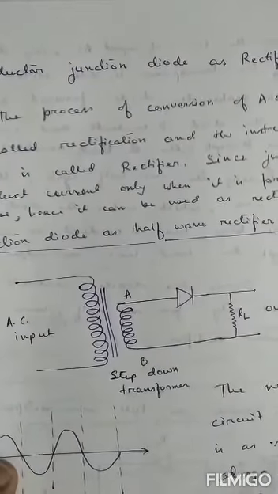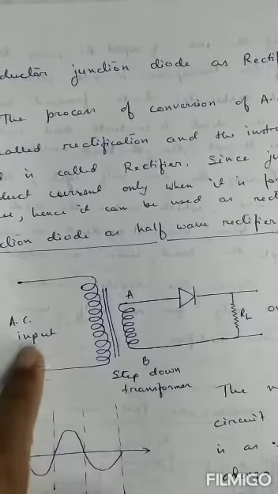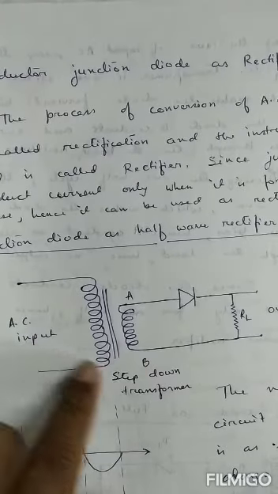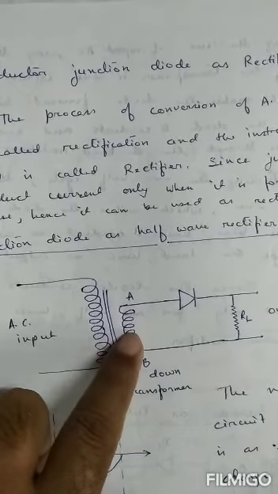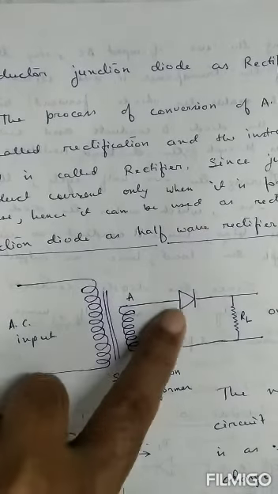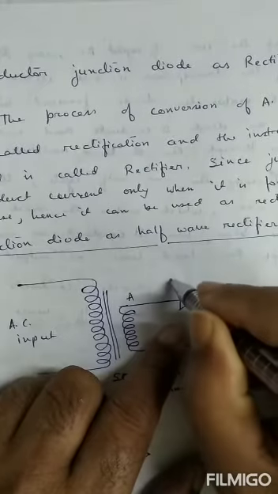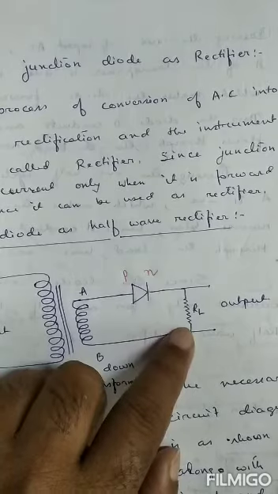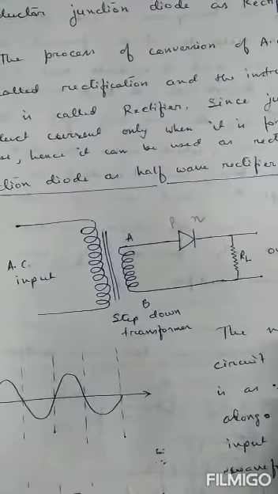So this is the circuit. This is a step down transformer. AC voltage is applied here. This is 220 volt. Say this step down transformer converts 220 volt AC to 20 volt AC here. Then this is a PN junction diode. This is called P and this is N. And this is the load resistance. The output is taken across it.